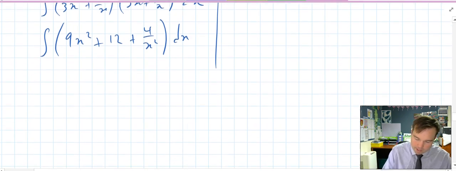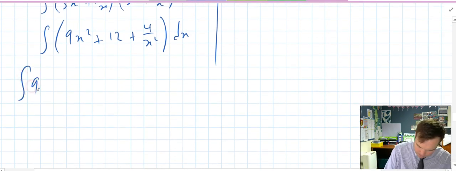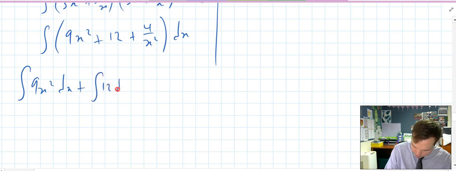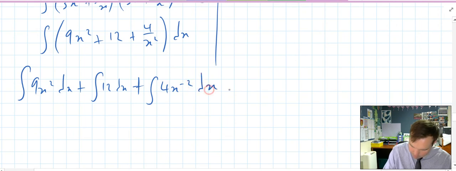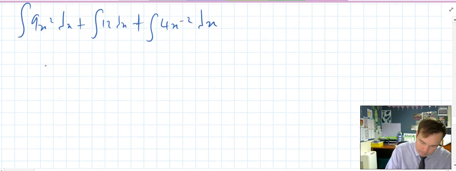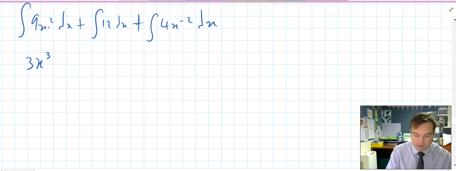Alright, now by parts, the integral of 9x squared dx plus the integral of 12 dx plus the integral of 4 on x squared dx. And instead of 4 on x squared, I'm going to write that as 4x to the minus 2 dx. Alright, this here must have come from an x to the 3. In order to get a 9 out the front, there must have been a 3 sitting there already. Because 3 times 3 gets us a 9, that drops the power to x squared. So you're differentiating backwards.